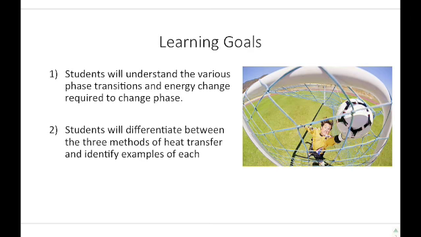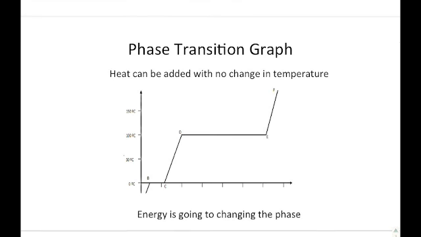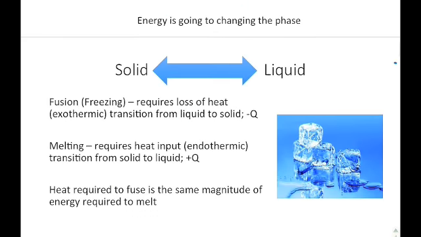What's going on there? It says phase transition graph. It says the heat can be added with no change in temperature. So we saw that in the first lab that we did, that we added a lot of heat here. This is on a burner and still there was no temperature change. And what the energy is doing is just going into changing the phase, or changing the potential energy of the atoms. And so these are the common phase changes.